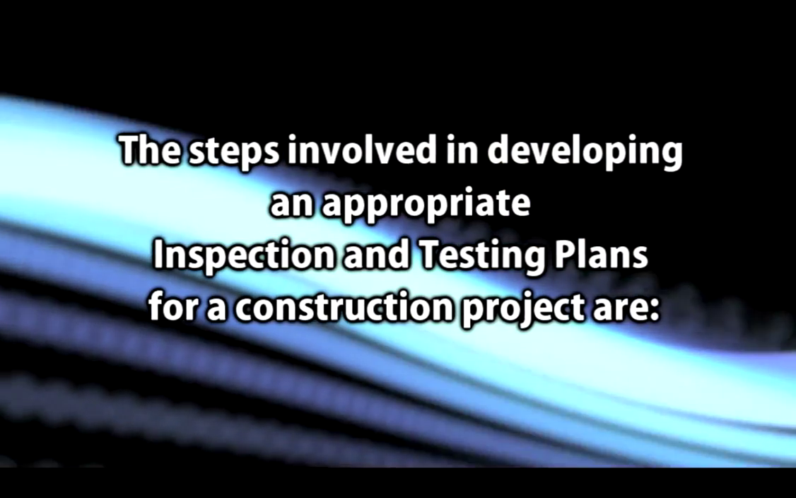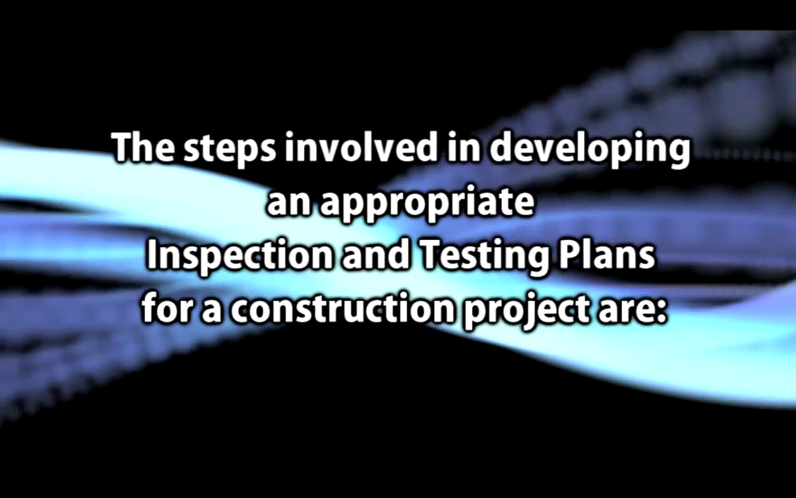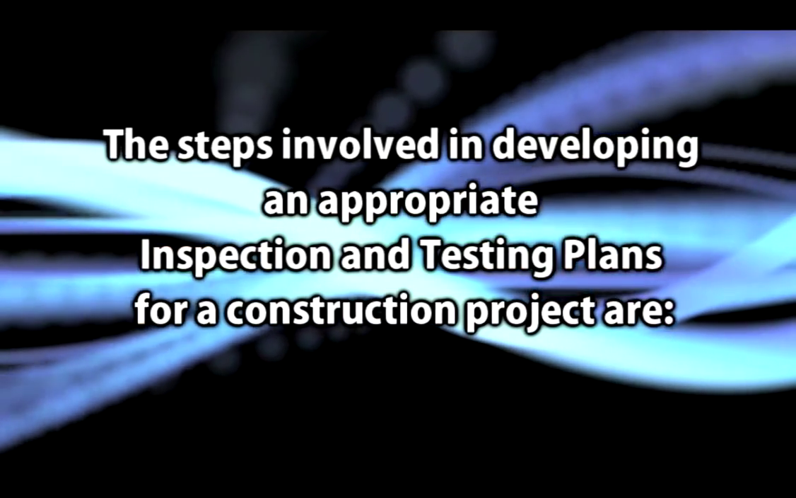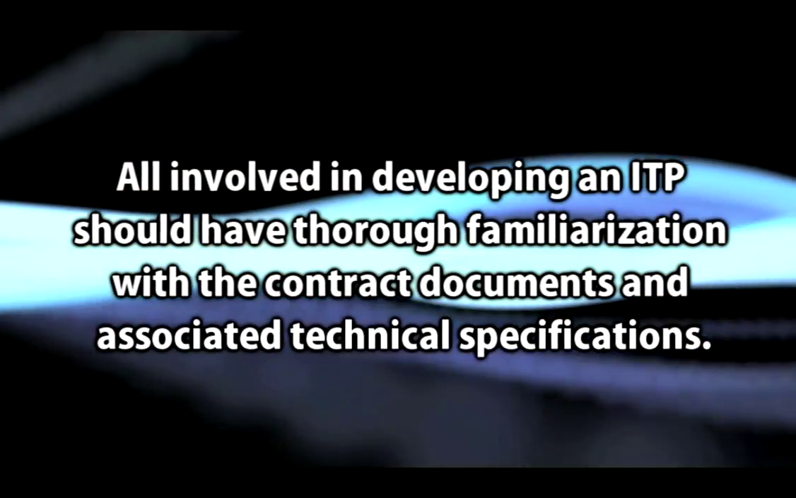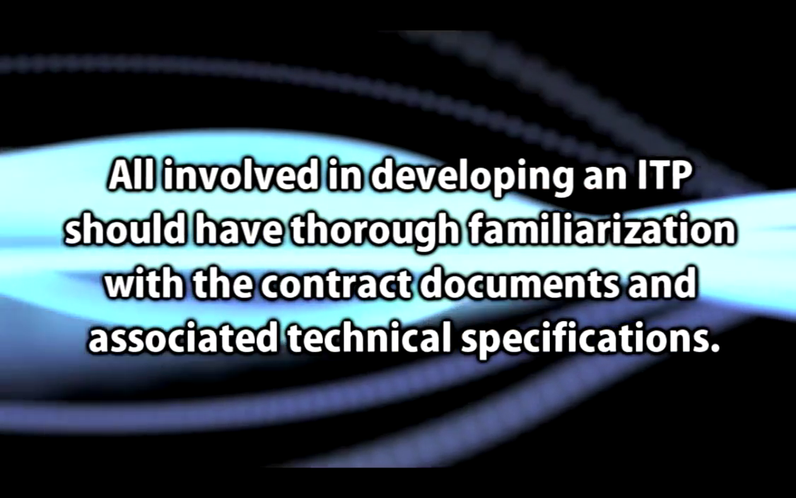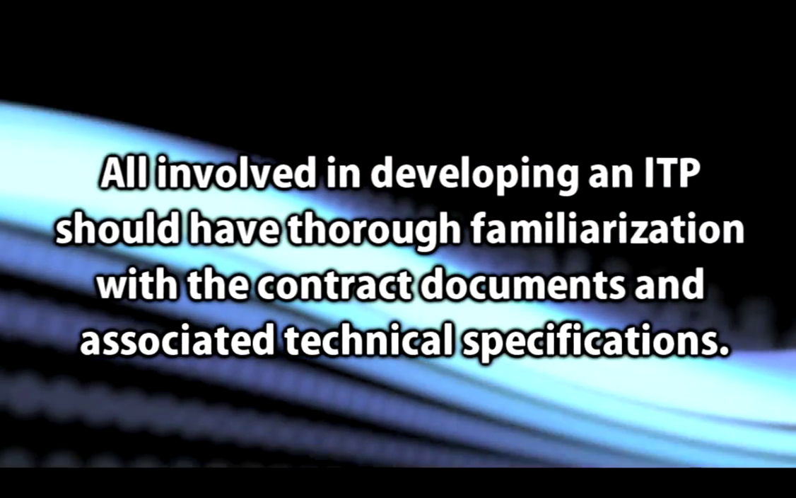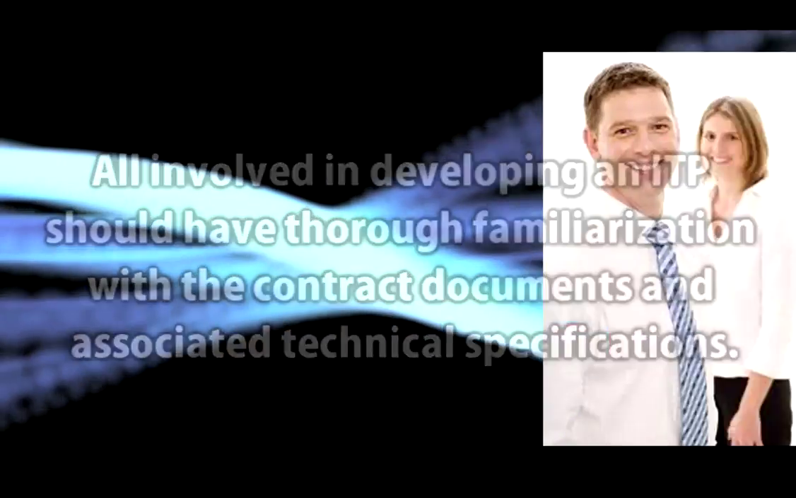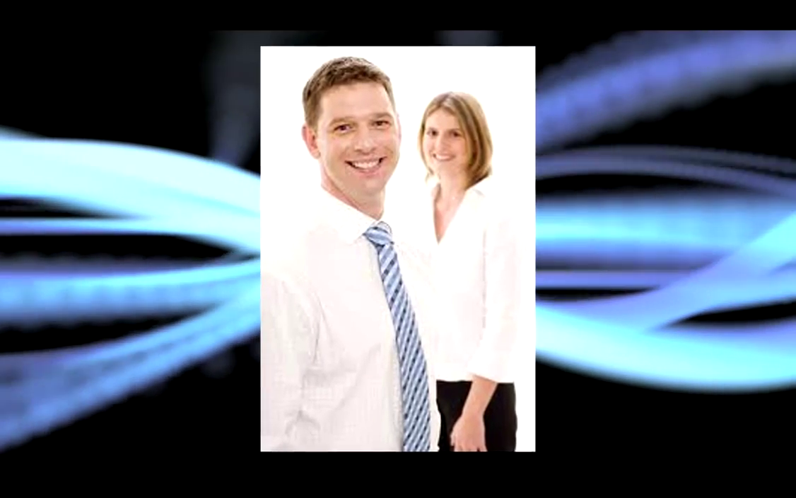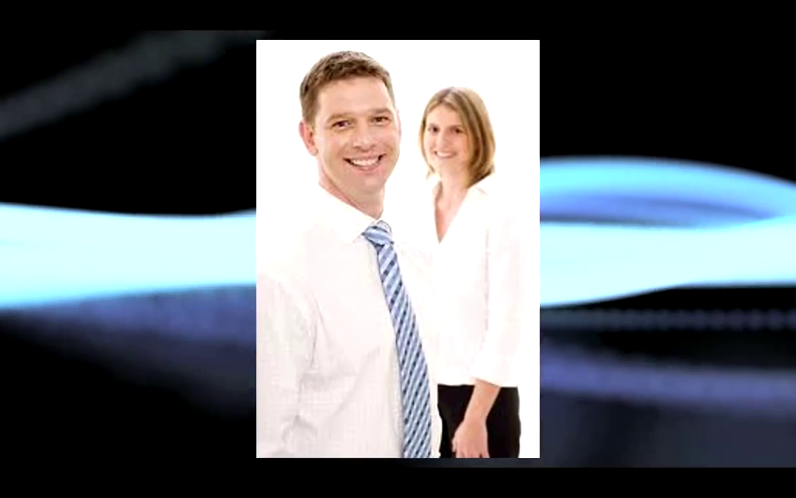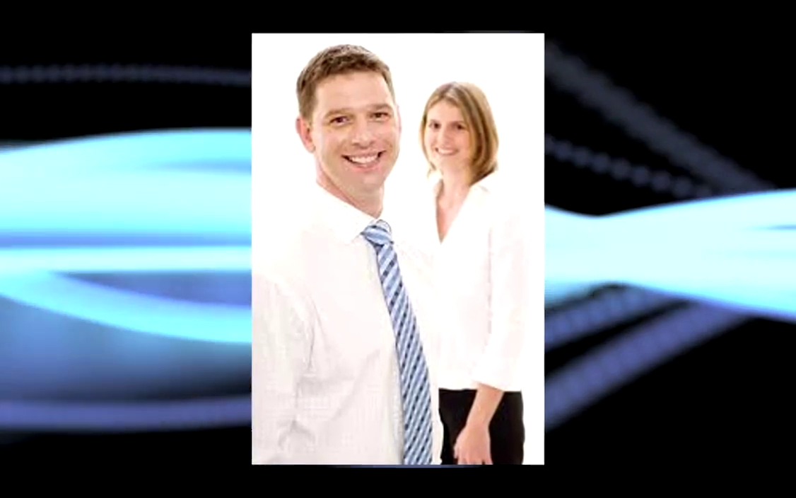The steps involved in developing an appropriate inspection and testing plan for a construction project are: all involved in developing an ITP should have thorough familiarization with the contract documents and associated technical specification. In other words, he or she should have a thorough knowledge of contractual clauses and obligations pertaining to testing and inspection subject to the prevailing contract.